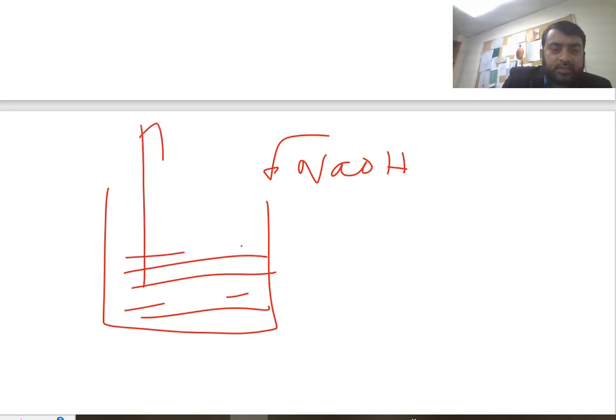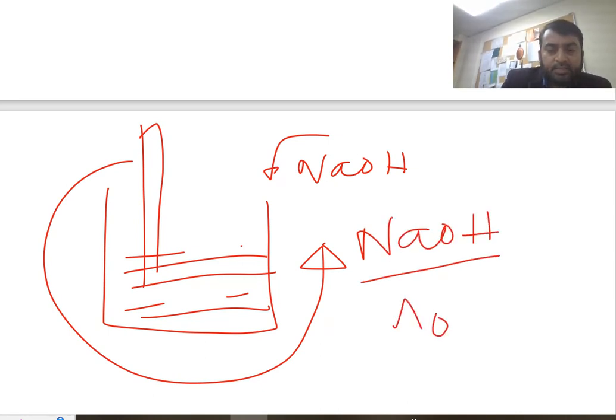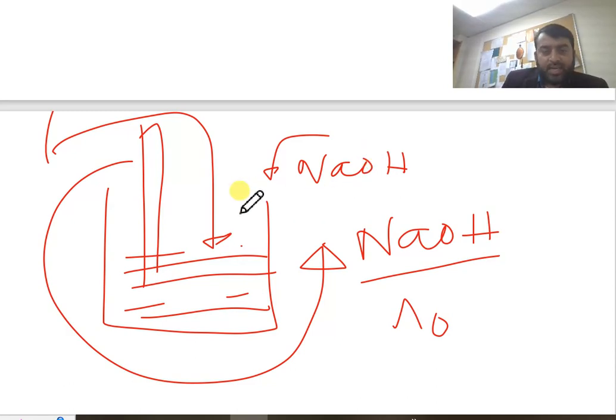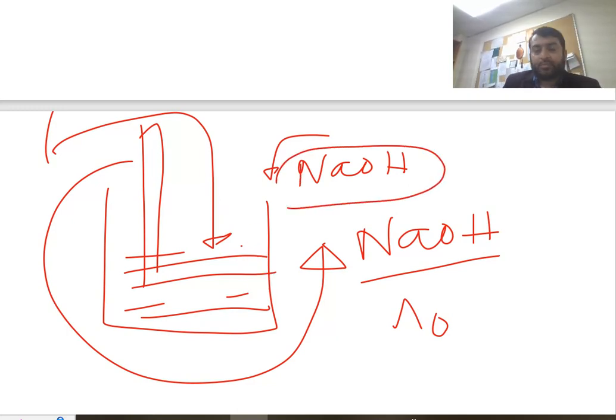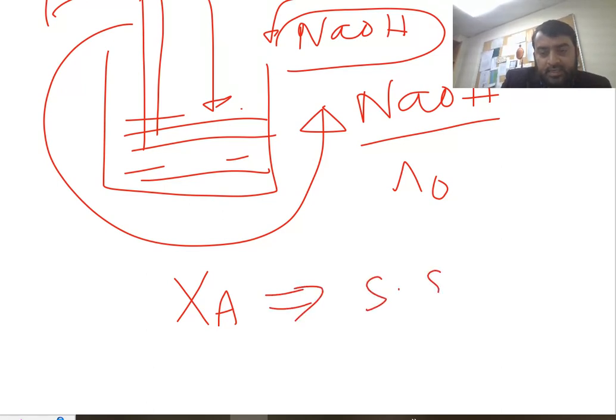You can measure the conductivity. That will be the initial conductivity, NaOH, lambda 0, when we mix it in the beginning with ethyl acetate. So when ethyl acetate is mixing with sodium hydroxide, what will happen? Reaction will happen. Then, at the steady state, we will get some conversion, XA, at steady state.